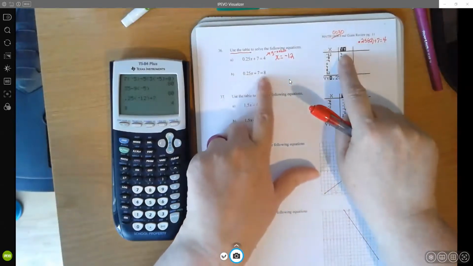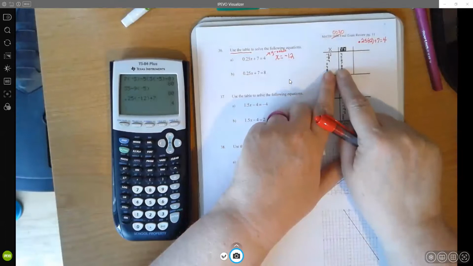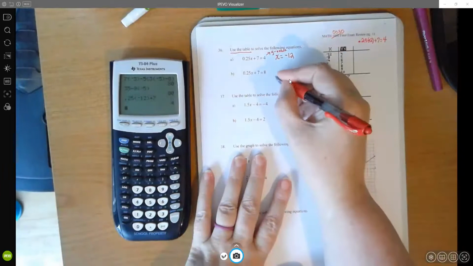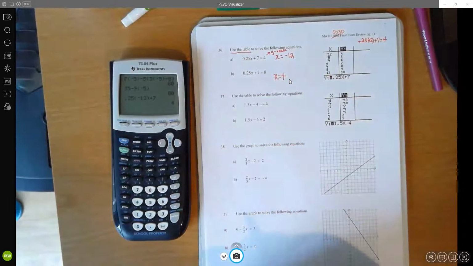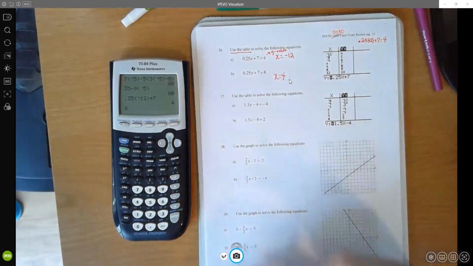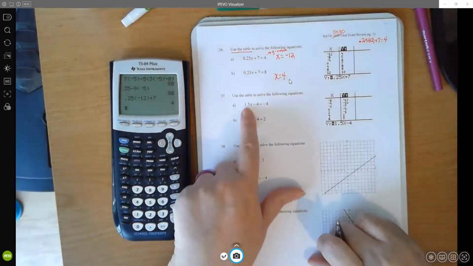So now I want to know where the output is 8, where that y value is 8. So that's a 4, that's a 5, that's a 6, that's a 7, there's an 8. And what's the input? A 4. So that just tells me x equals 4. That's all you need to do. These should be easy points on the exam if you understand and remember how to solve them. If you do, easy peasy, read it, put the answer. Don't overthink these. 1 point, use the table.